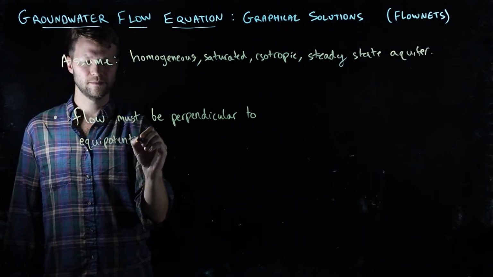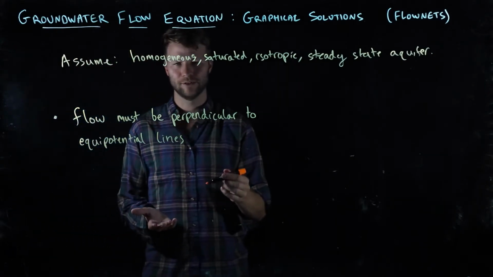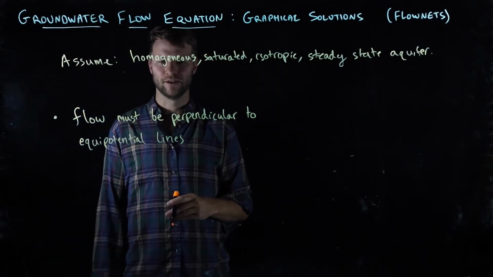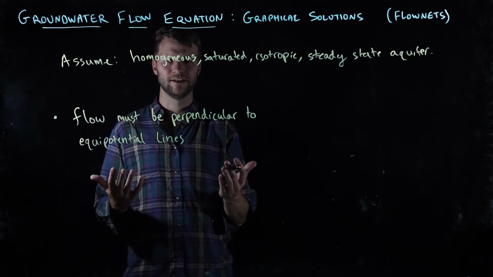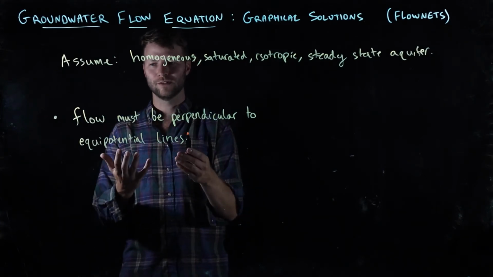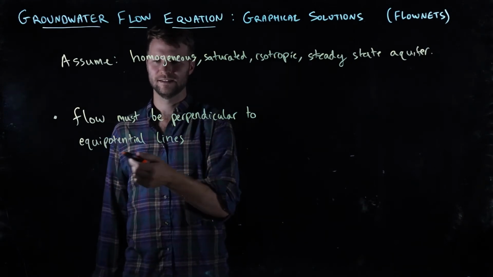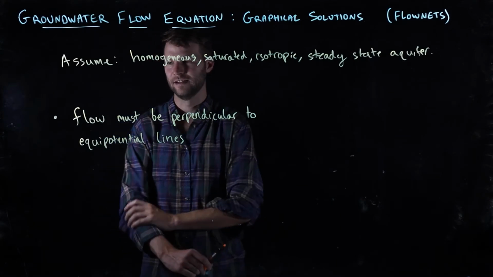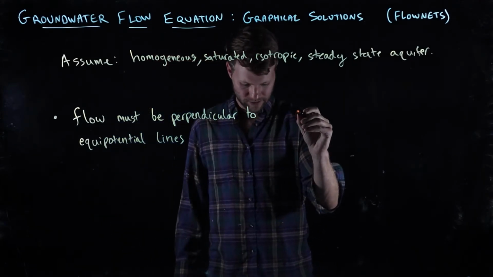And this is the same thing. If you were looking at a topographic map and you were asking which way is overland flow going, it's following the path of steepest descent. It's perpendicular to the elevation contours. Groundwater flow is perpendicular to lines of equal hydraulic head in the subsurface. So that's one of our rules here.